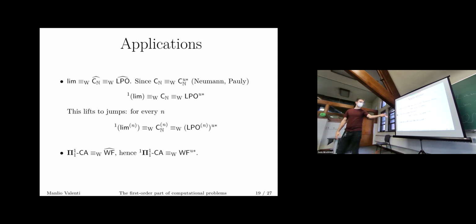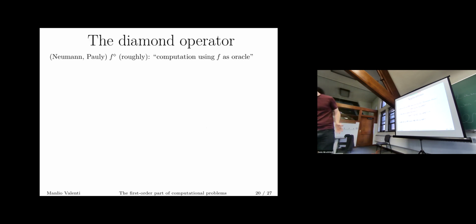So in one shot, you already have a characterization of what is the first order part of pi-1 comprehension. Pi-1 comprehension lives in a very high level of the hierarchy, fairly unexplored territory. So nobody really knows exactly what's going on there. So this already gives you a characterization in a very general and automatic way. You don't really have to deal with what is pi-1 comprehension exactly.